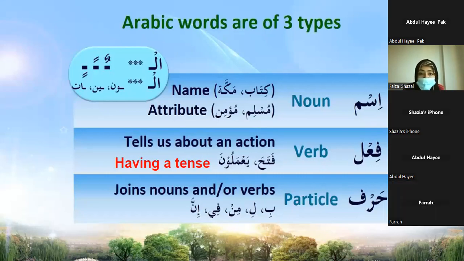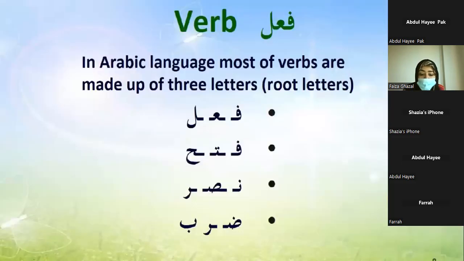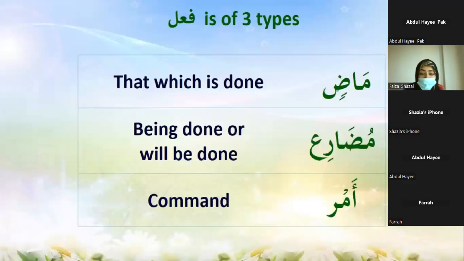Okay, we know there are three types of Arabic words: noun, verbs, and particles. Let's go to verb. Yesterday we started fe'l mudare. So let's take a look at a few verbs: fa'ala, fataha, nathara, daraba. These are salasi mujarrad, three root letters. Three types of verbs: that which is done is madi, that which will be done in the future, or which is being done in the present, is mudare, and command or request is fe'l amr.